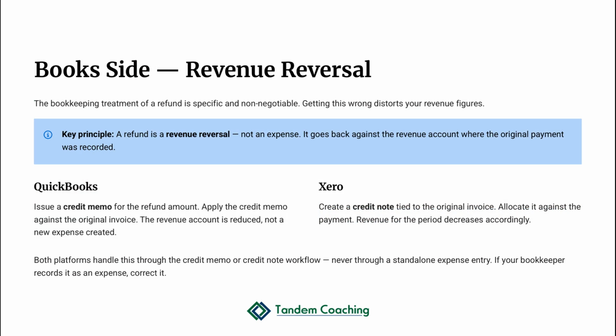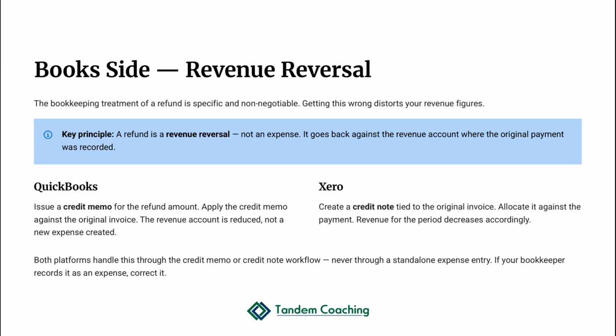On the book side, the single most important reframe is that a refund is not an expense. It is a revenue reversal. If you book it as an expense, your gross revenue for the period stays inflated, and your expense line carries a category that does not exist on any real chart of accounts.